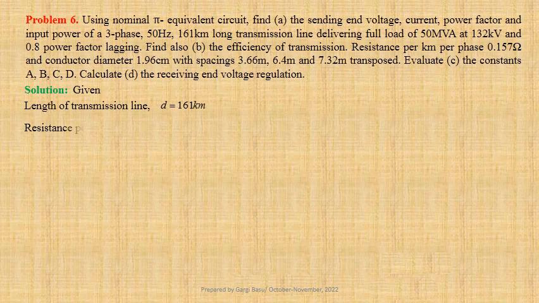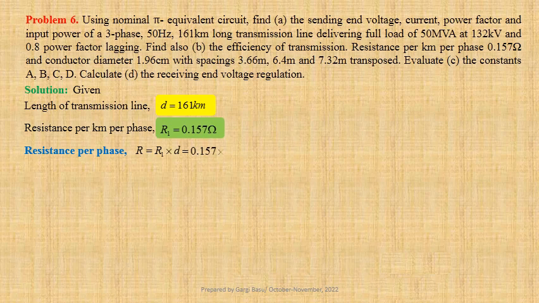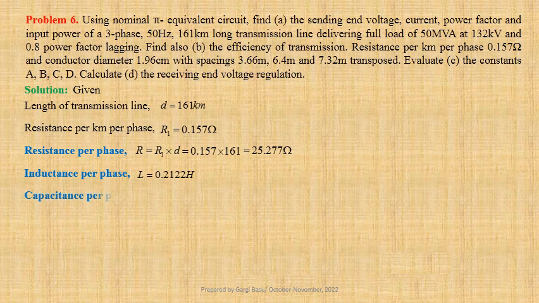Given resistance per kilometer per phase R1 equals 0.157 ohm. Let us now calculate resistance per phase R equals R1 into D. Using values we get 0.157 into 161. That gives us 25.277 ohm. We have computed inductance per phase L equals 0.2122 Henry and capacitance per phase C equals 1.41 into 10 to the power minus 6 farad.